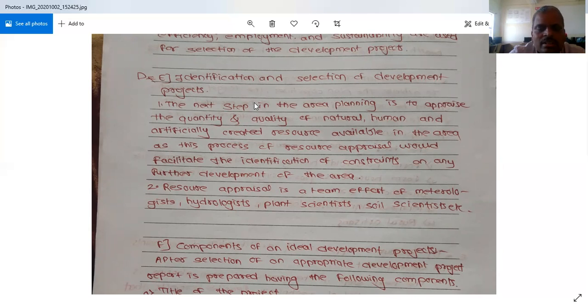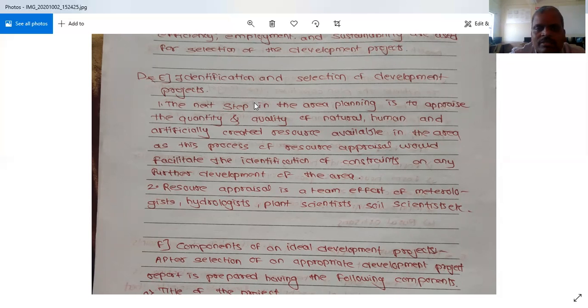And the second one is that resource appraisal is a team effort of meteorologists, hydrologists, plant scientists, soil scientists, etc. Once we are able to find out the solution, then the implementation of the program or the project depends on the working of the people of all these categories. Which are these people? The meteorologists, hydrologists, plant scientists, all these people should come and work together.